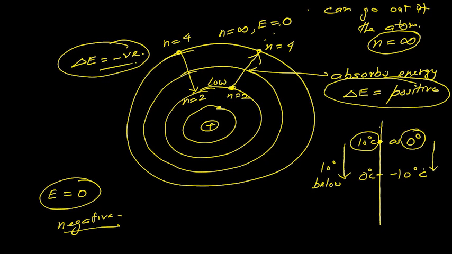For now, you need to remember that energy of electron inside atom is always negative. When electron absorbs energy, it is positive. When it releases energy, it is negative.